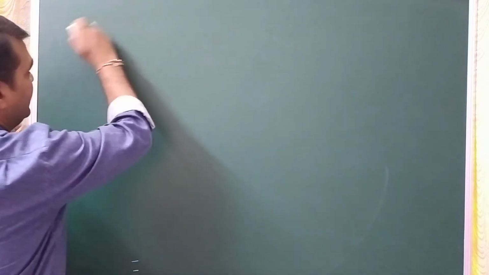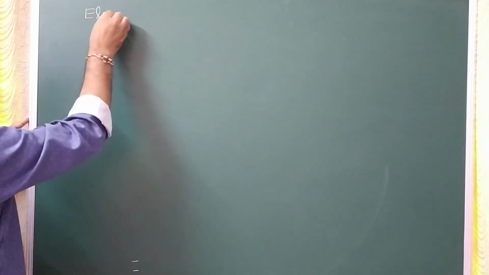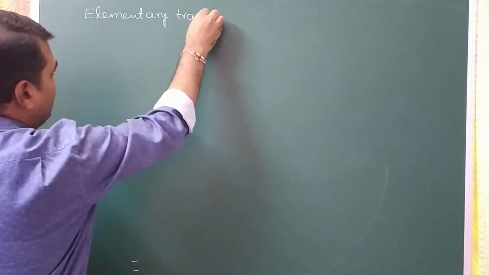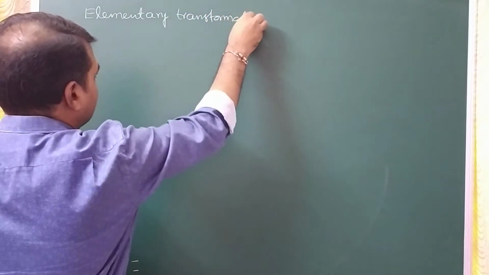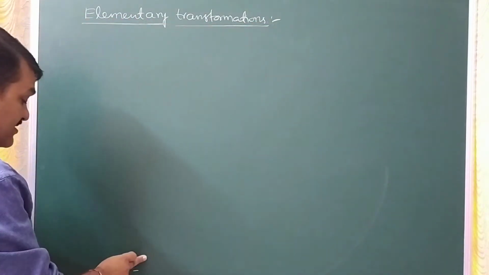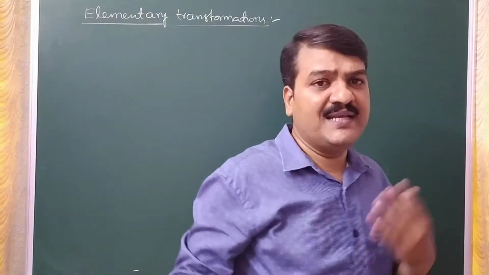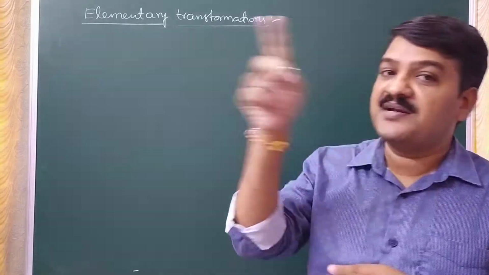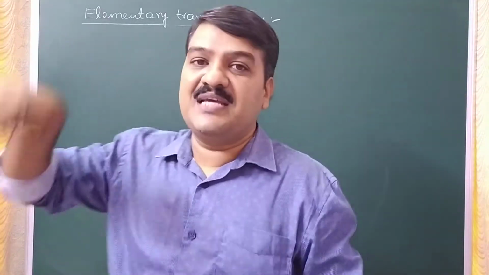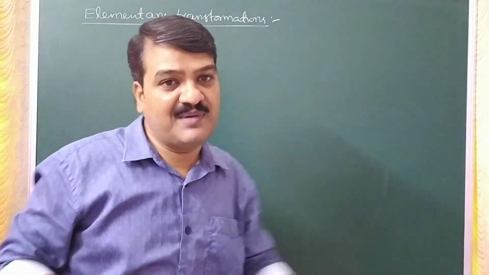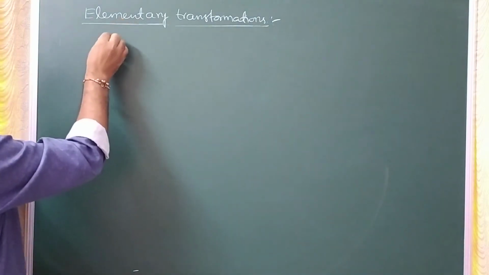Okay, so elementary transformations we will discuss. What are these elementary transformations which can be used to find the rank of a matrix? By elementary transformations the matrix will change, but the rank of the matrix will not change, and that is the reason why we can use this to find rank of a matrix. Okay, so what are these elementary transformations?